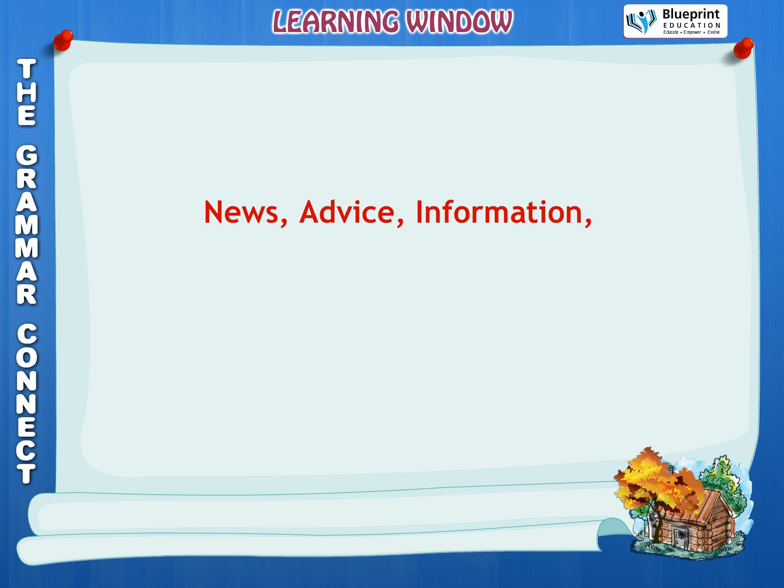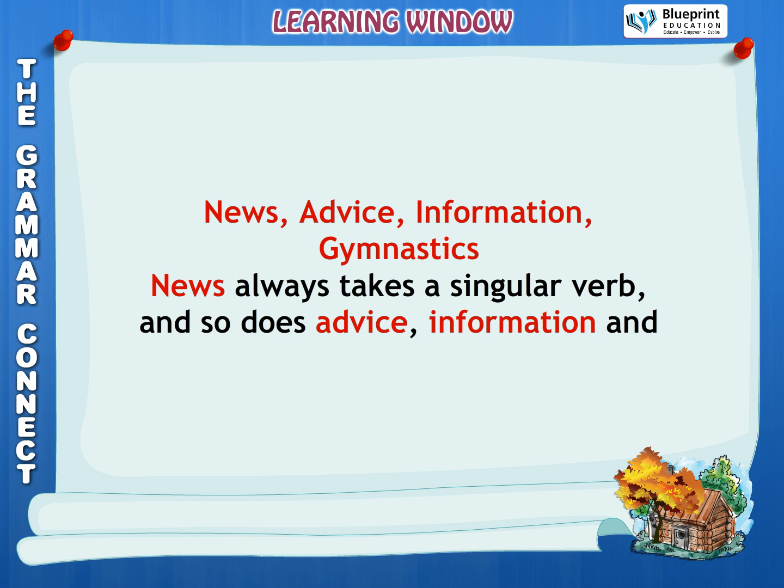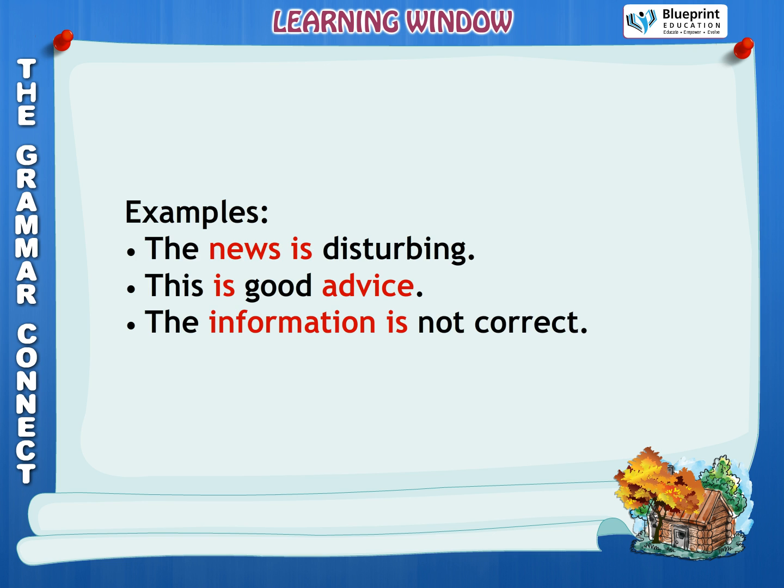News, advice, information, gymnastics. News always takes a singular verb, and so does advice, information, and gymnastics. Examples: the news is disturbing. This is good advice. The information is not correct. Gymnastics is easy for Anna.